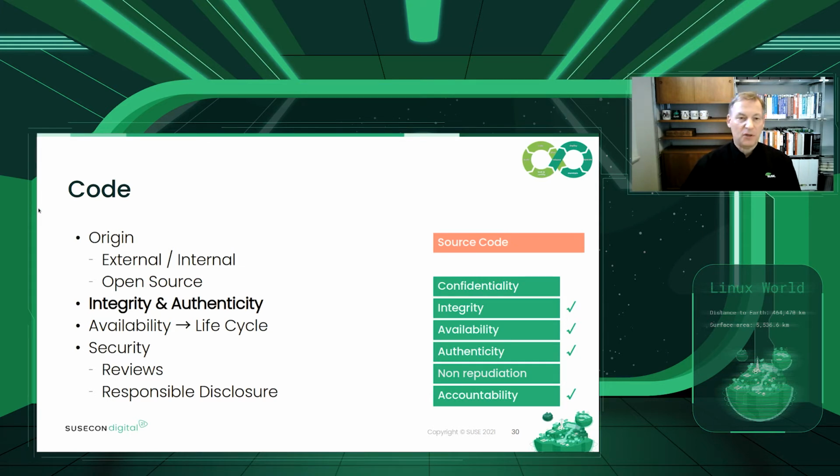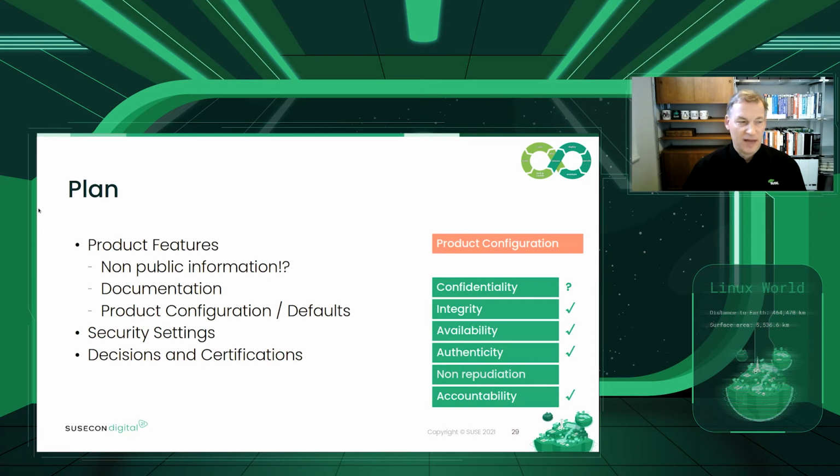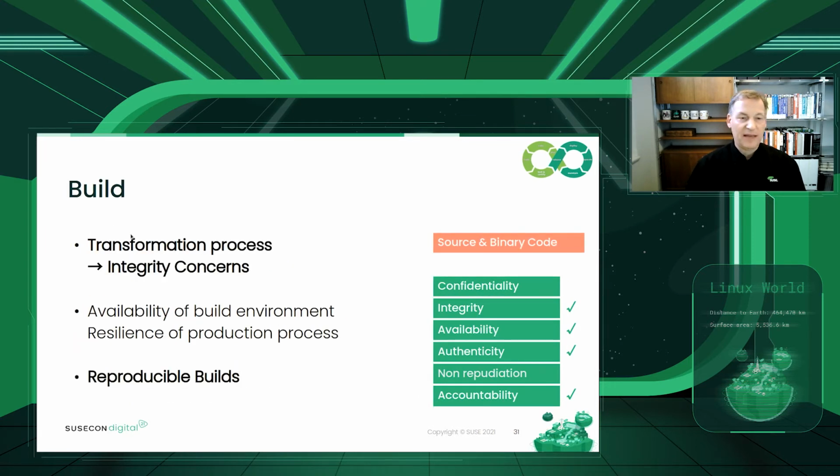From the source code, we go to the next step. That is building. The build aspect, and I will come to that later, is the most critical in the course of a secure software supply chain because it includes a transformation process, a transformation from source code to binary code.